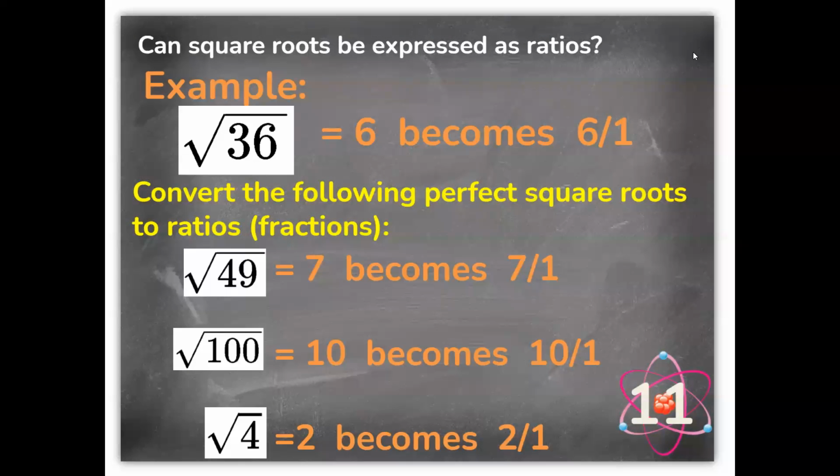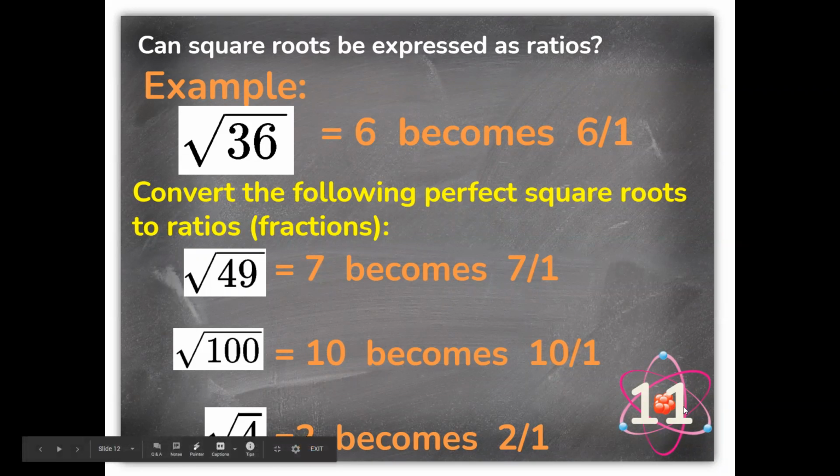And those are your answers. So the square root of 100 becomes 10, which becomes 10 over 1. And then the square root of 4 becomes 2, which becomes 2 over 1.